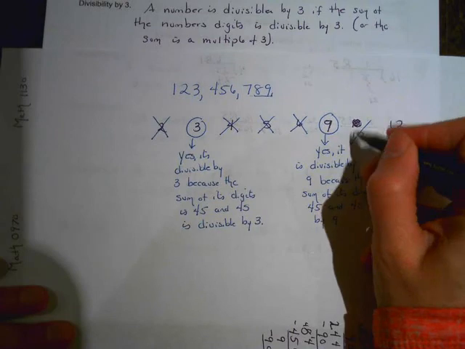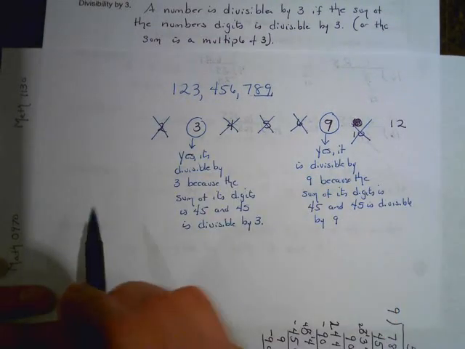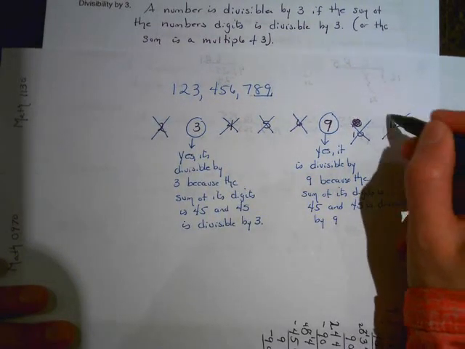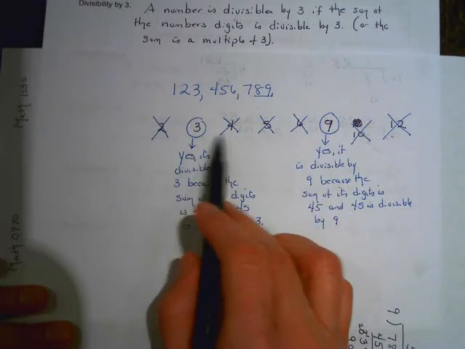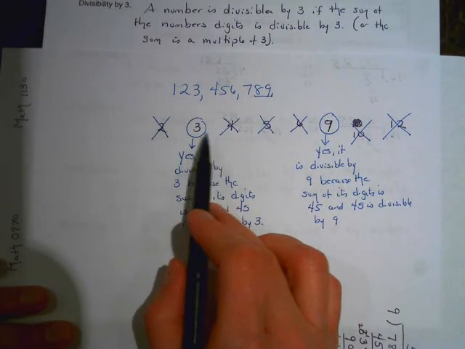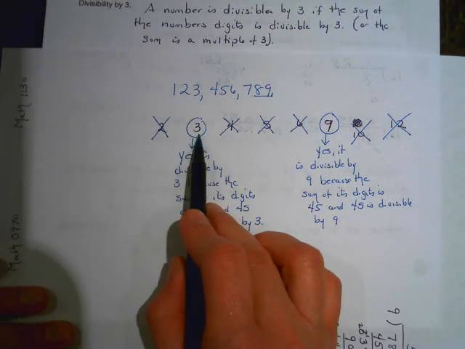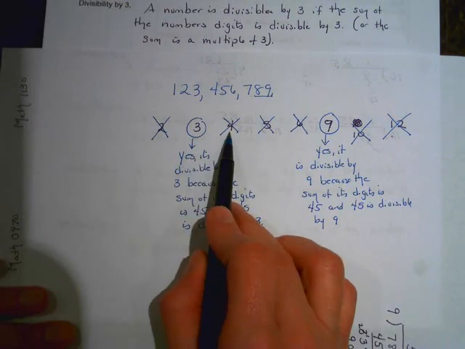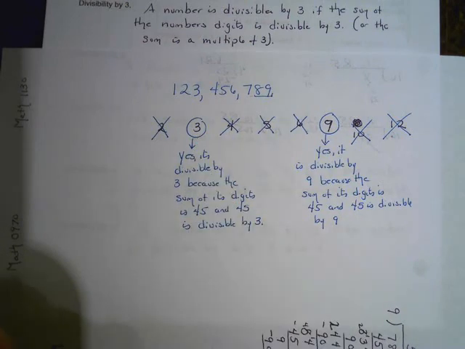It's not divisible by 10 because it doesn't end with a 0. And it's not divisible by 12 because it's not divisible by 4. In order for it to be divisible by 12, it has to be divisible by both 3 and 4. All right, I hope that that is enough examples.